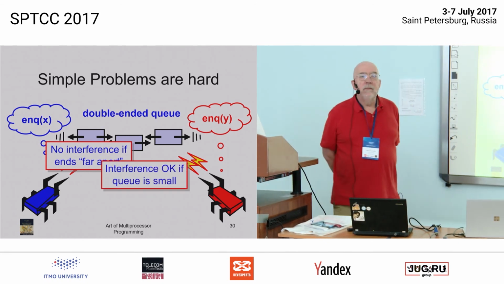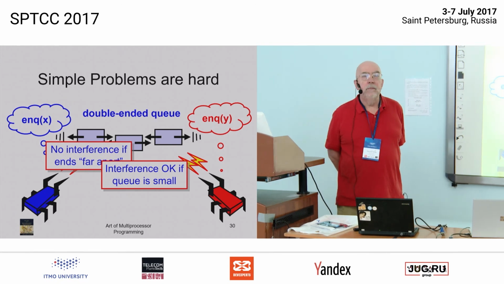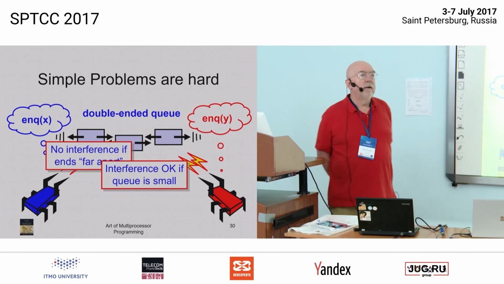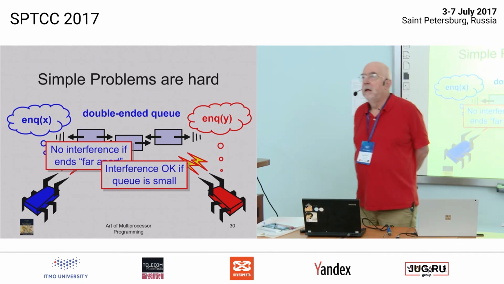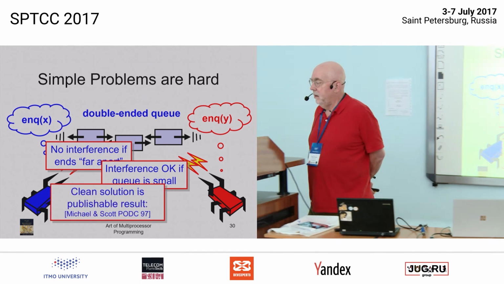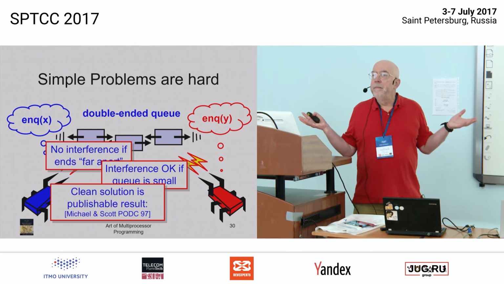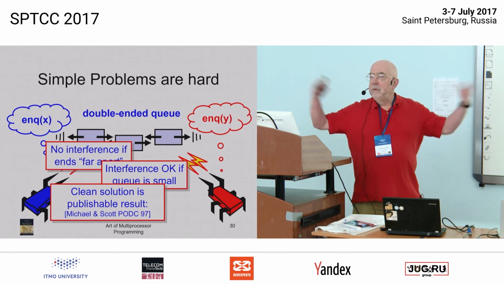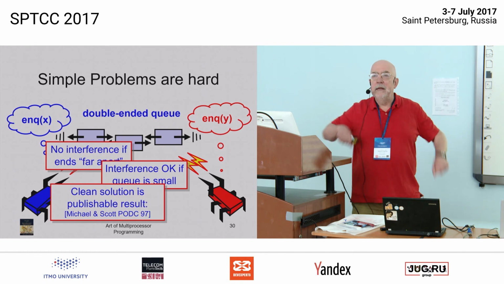Now, if the queue is small, imagine there's only one item in the queue and two threads want to dequeue it, then of course they should synchronize with each other, because this is logically necessary. And this is a simple problem. No synchronization if the ends of the queue are far apart, necessary synchronization if they're close together.